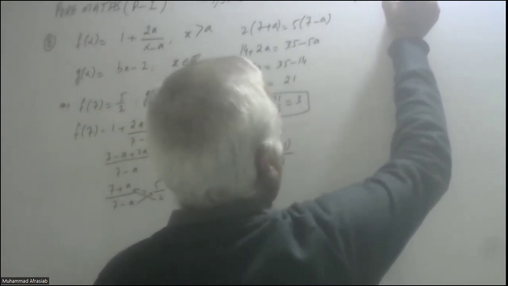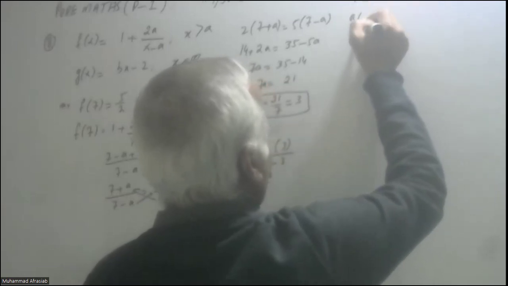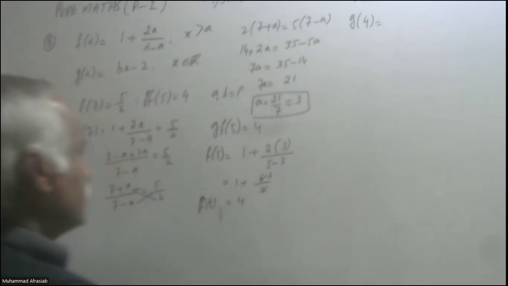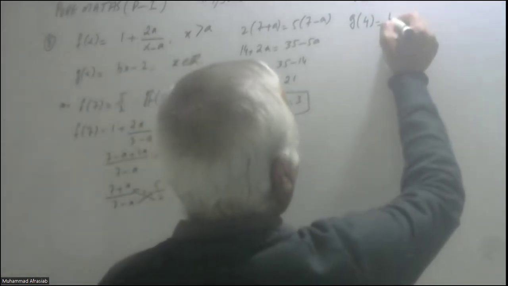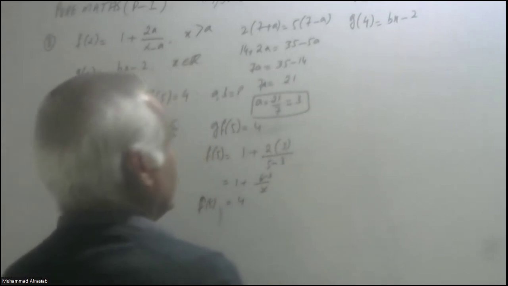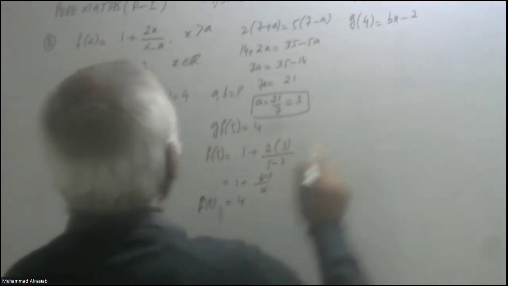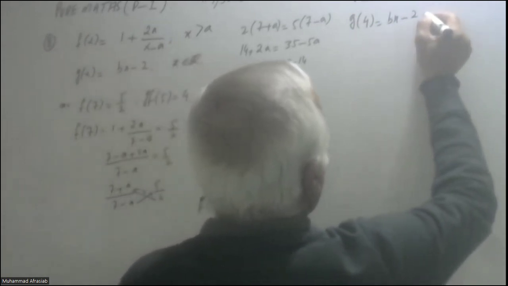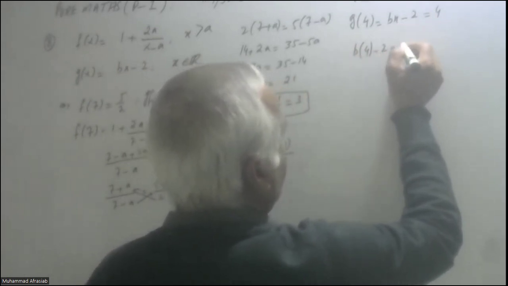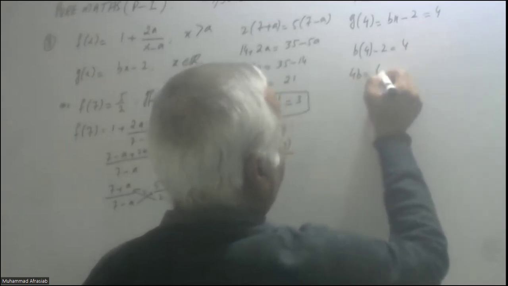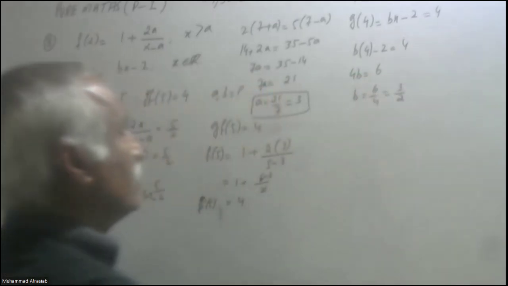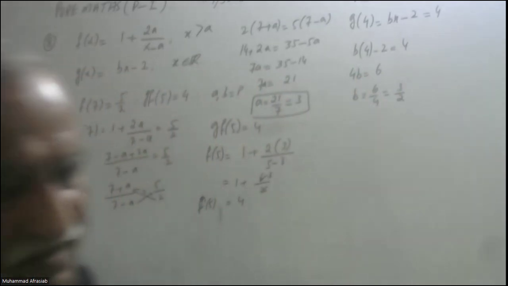Now g of f of 5 is equal to 4. So g of 4, which is equal to bx minus 2 where x is 4, so b into 4 minus 2 is equal to 4, or 4b is equal to 6, or b is equal to 6 over 4, that is equal to 3 over 2. So these are the values of a and b for these calculations.